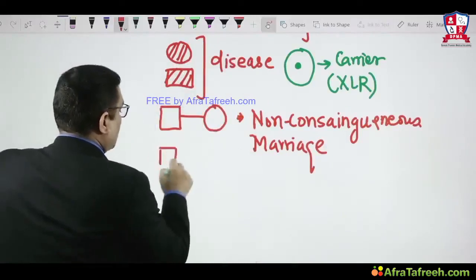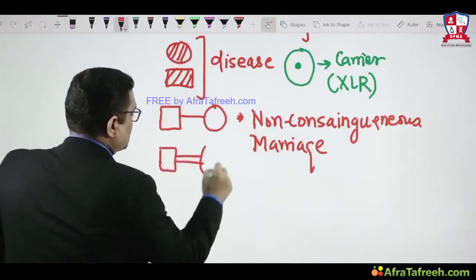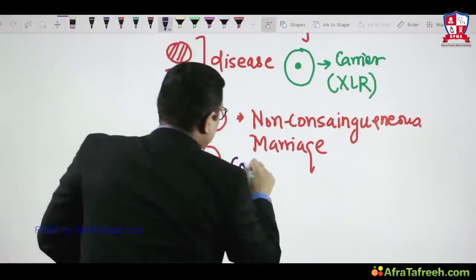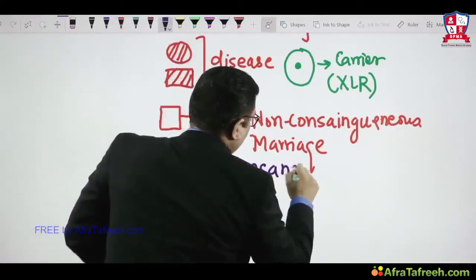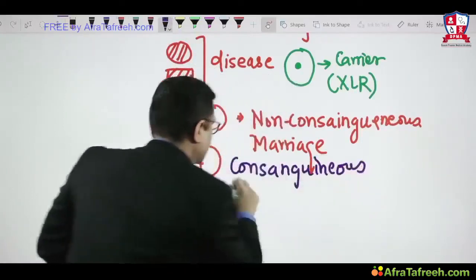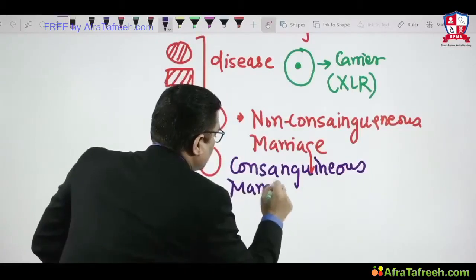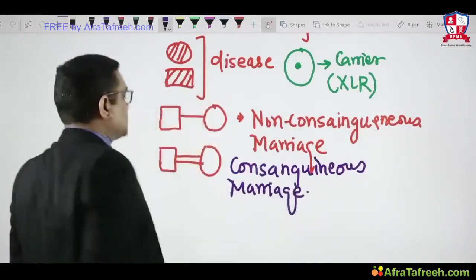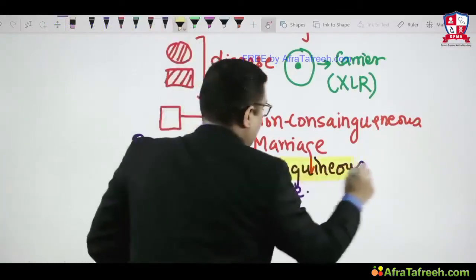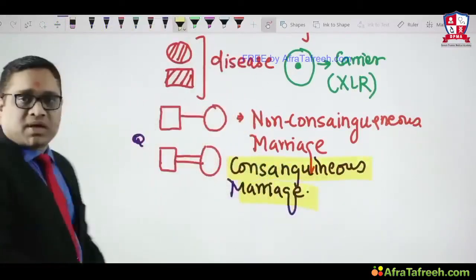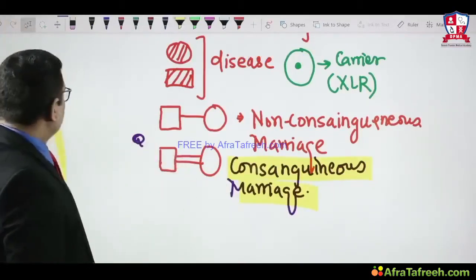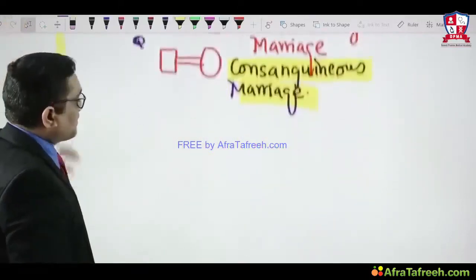When you see a symbol where there is a double connection, this is the consanguineous marriage, right? This consanguineous marriage was an older All India question, so just keep that in mind. This was an older question in the All India exam, so the examiner may repeat it. For the consanguineous marriage symbol, you will have a double line connecting these two, right?